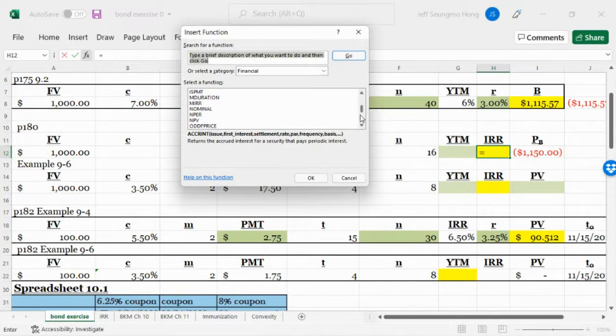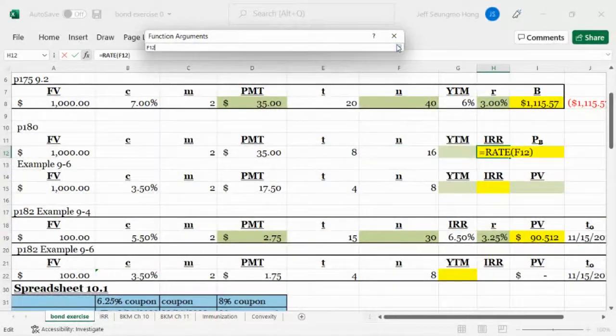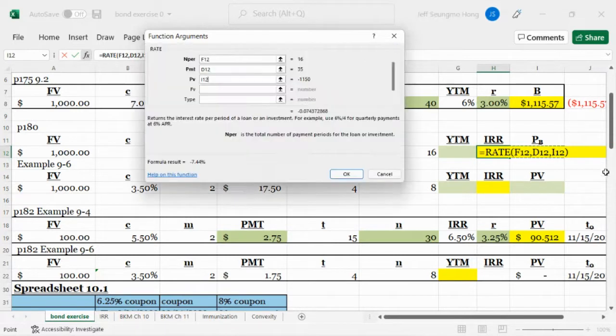Go to Excel, scroll down until you find rate. Give it what it's asking for: N, payment, present value. This is the present value, I-12, right? You can barely click it in, but if you cannot click it in, just enter I-12 manually. I-12 present value is already negative, so it works. If it is not negative, it's not going to work. I've been telling you, it means cash outflow, and all financial calculators must make a distinction between cash inflow and cash outflow, otherwise it's not going to work.